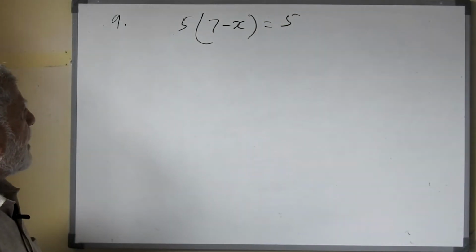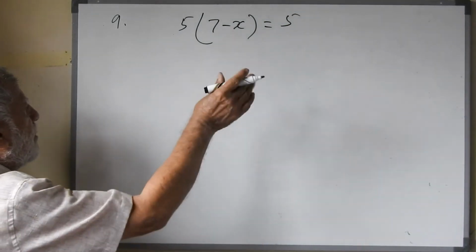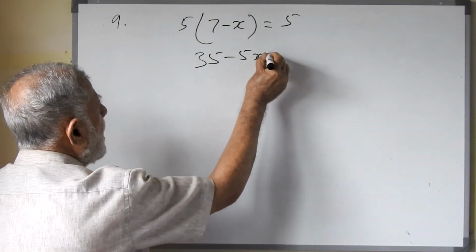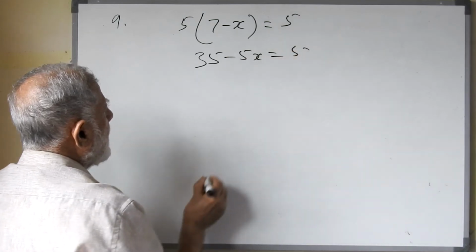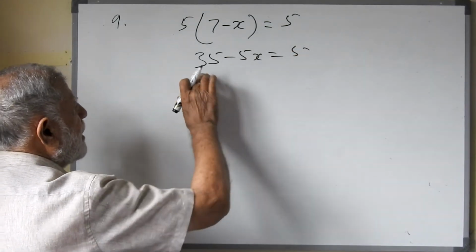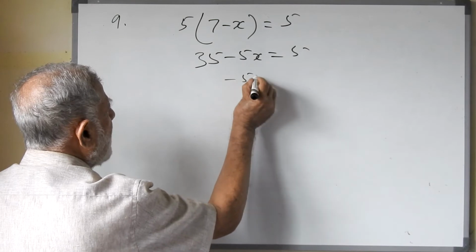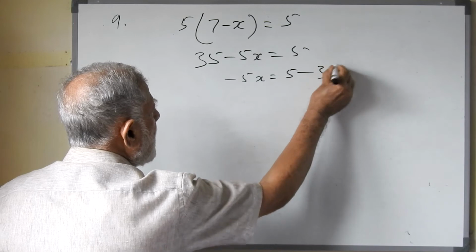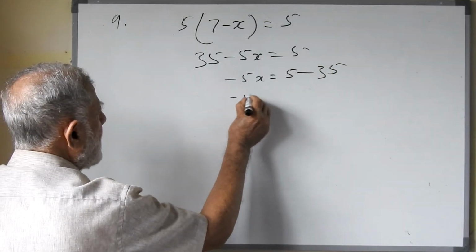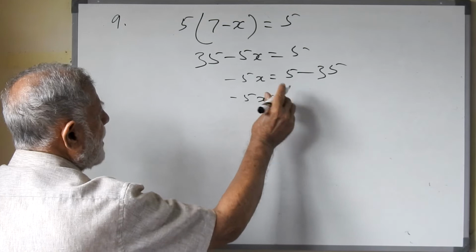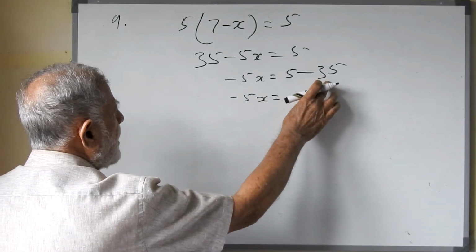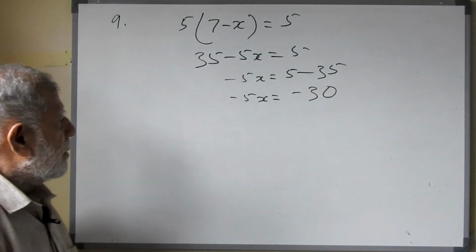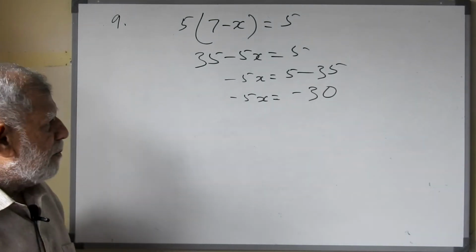5 into 7 minus x is equal to 5. Now, as before, remove the bracket: 35 minus 5x is equal to 5. Now, here the number is 35, bring that onto that side. Minus 5x equals 5 minus 35. So, minus 5x is equal to 5 minus 35, which is minus 30. Now, there are certain rules, children, that you have to memorize in a simple equation.